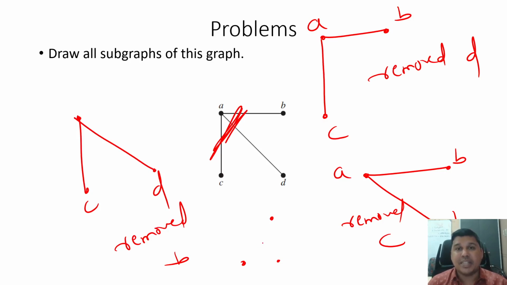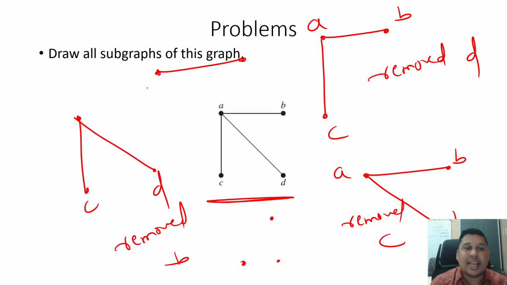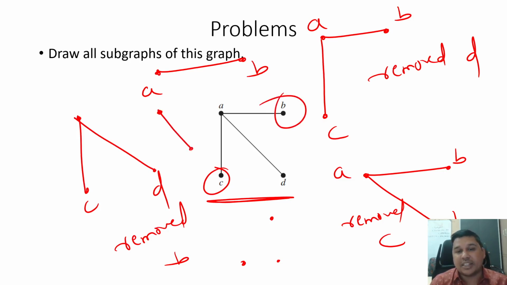Subgraph means it should be a connected graph. There should be at least one edge. So these three are subgraphs. Then if I remove both C and D, I can still get one subgraph like this: A and B. If I remove C and B, I can still get one more subgraph: A and D. That way you can remove some number of vertices and form the subgraphs. So all these are the subgraphs of this graph.